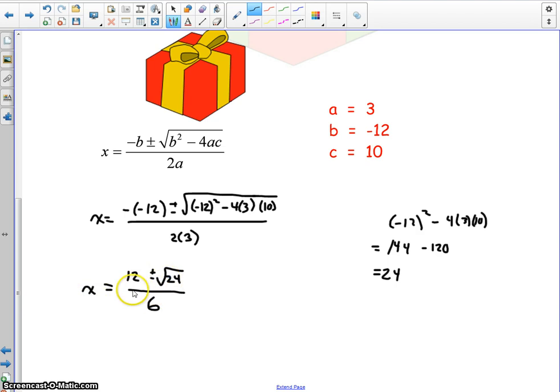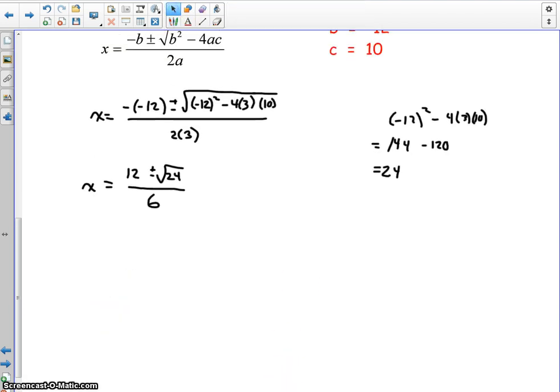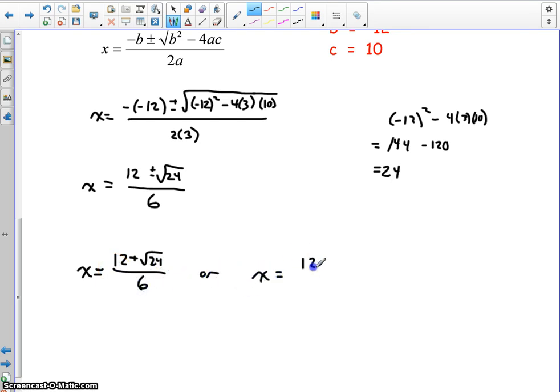This is about as simplified as I can make it. The square root of 24 is not a nice number, so it means I have two different x-intercepts here. So I have x equals 12 plus the square root of 24, all divided by 6, or x equals 12 minus the square root of 24, all divided by 6.